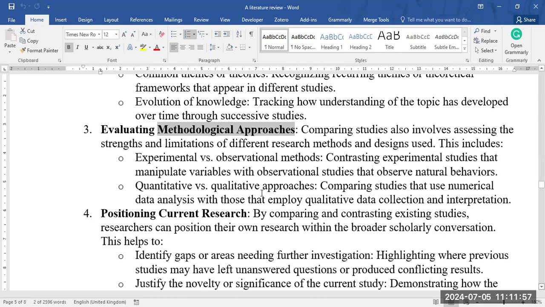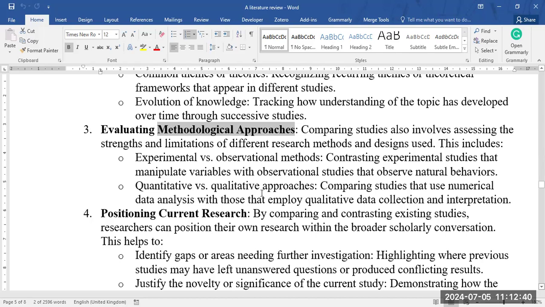Another researcher sometimes criticizes the methodology used by the previous researchers, because that methodology does not fit the particular research context. So you can also think about which methodology may be more appropriate to the particular research context. This includes experimental versus observational methods, for example, experimental and observational: contrasting experimental studies that manipulate variables with observational studies that observe natural behaviors.